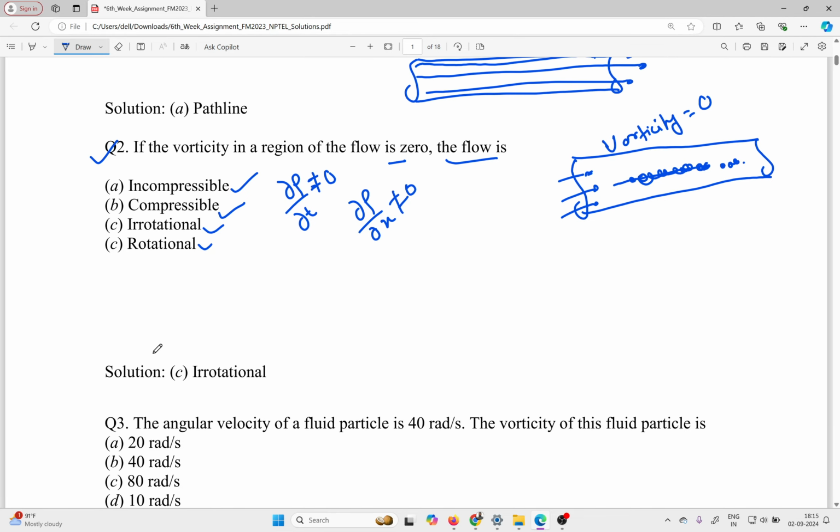So next question: the angular velocity of a fluid particle is 40 radian per second. The vorticity of the fluid particle is 20 radian per second, 40 radian per second, 80 radian per second, or 10 radian per second. So please try to give your answer.